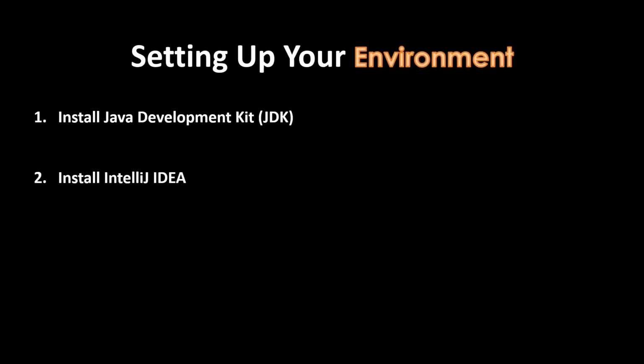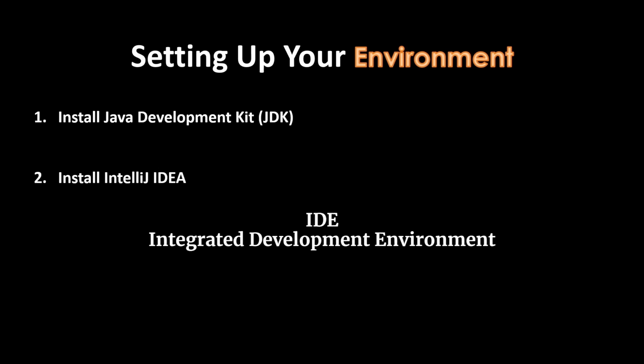Next step is to set up your environment. Before we write our Java programs, we need to set up the tools. Think of it like getting your toolkit ready before you start any project. Here is how we do it in a step-by-step process. The first thing is we need to install a Java Development Kit, that is JDK. The second thing is we have to install IntelliJ IDEA, that will be our IDE. Let me show you how to do that.